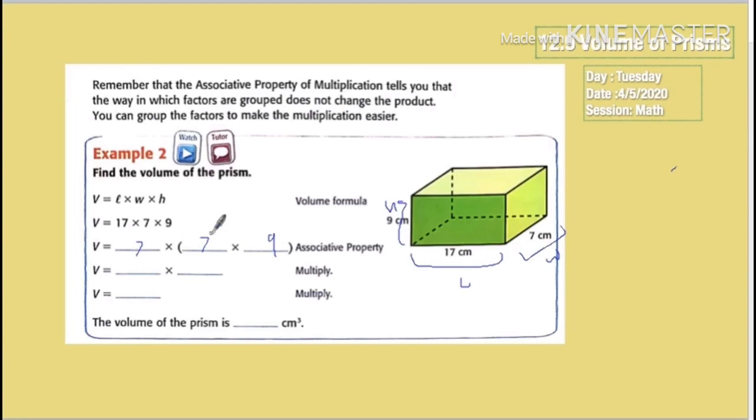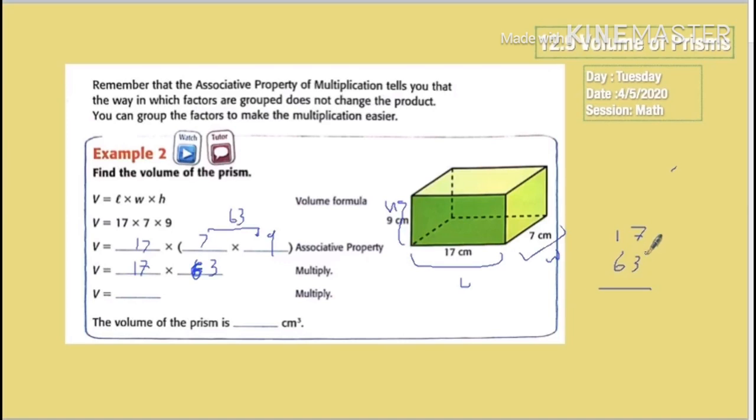For this I chose to pair together 7 times 9, because I know 7 times 9 is a fact that you should know off the top of your head. That is 63. And then we have 17 times 63. Now I'm going to go ahead and solve it right here so that you can see me solving it in front of you. So here we have 17 times 63. We set that up over here.